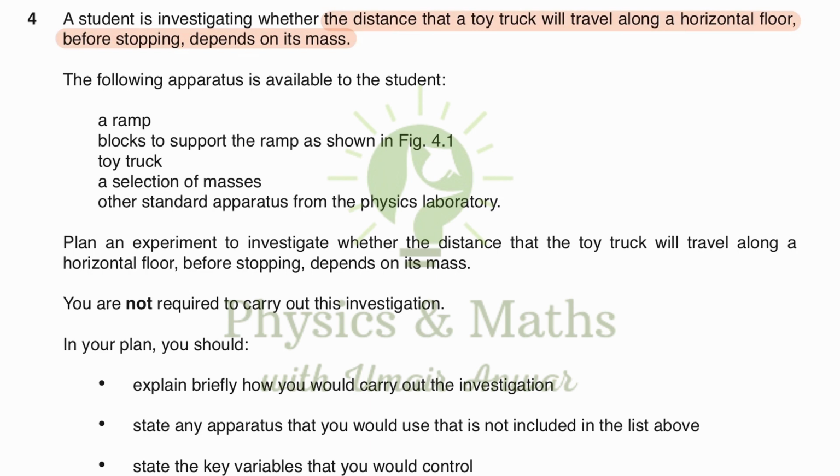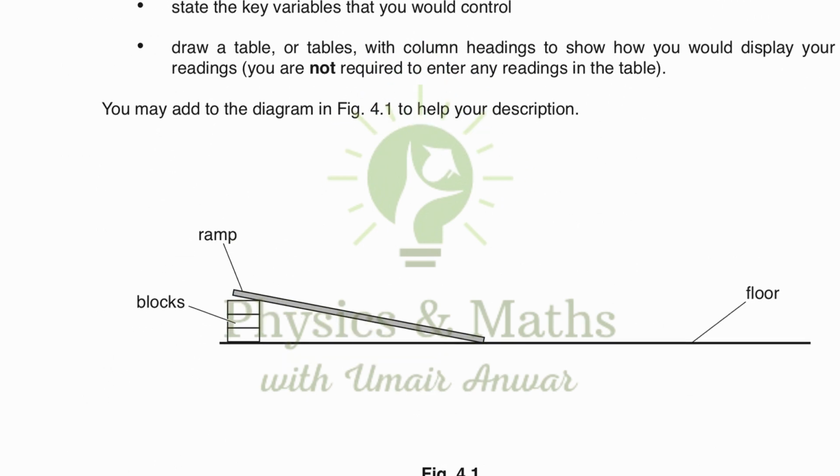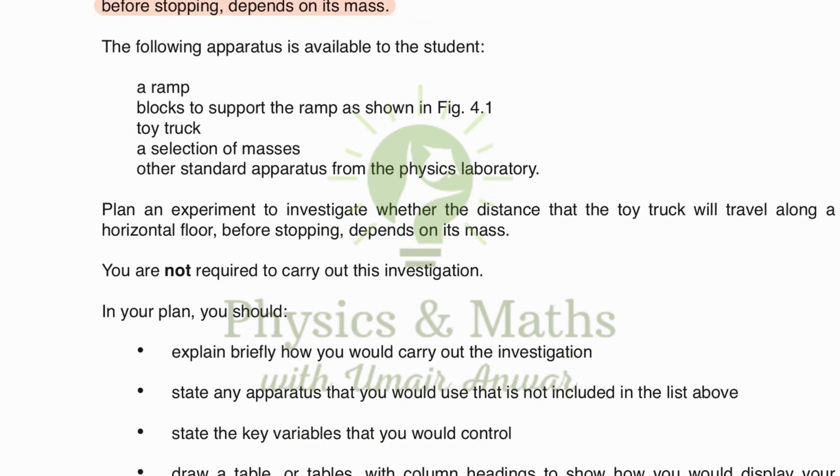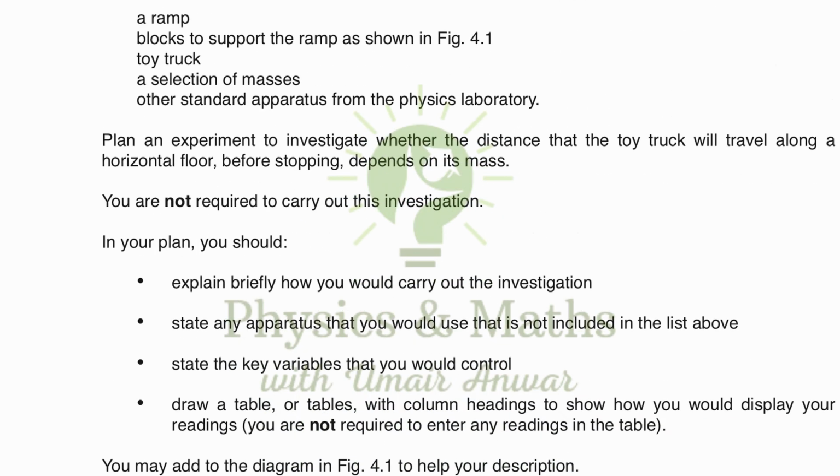The following apparatus is available to the student: a ramp, blocks to support the ramp as shown in figure 4.1. So we have a ramp over here and these are the blocks to support the ramp. And then a toy truck, a selection of masses so that we can place different masses on the same truck and investigate whether the distance traveled on the horizontal floor, this is the horizontal floor, is changing or not. Other standard apparatus from the physics laboratory is also available.